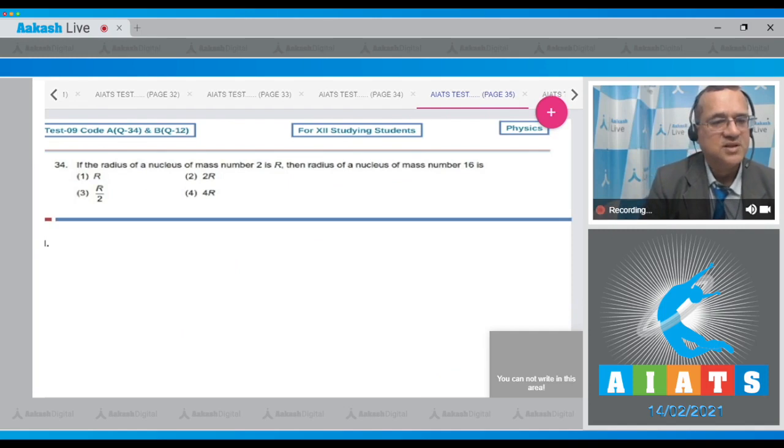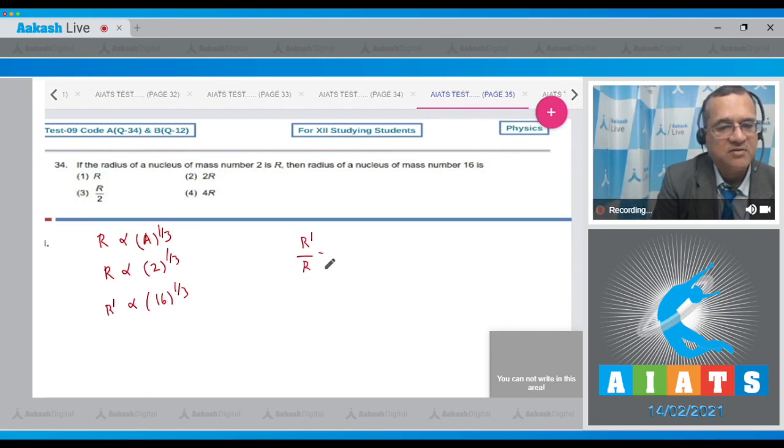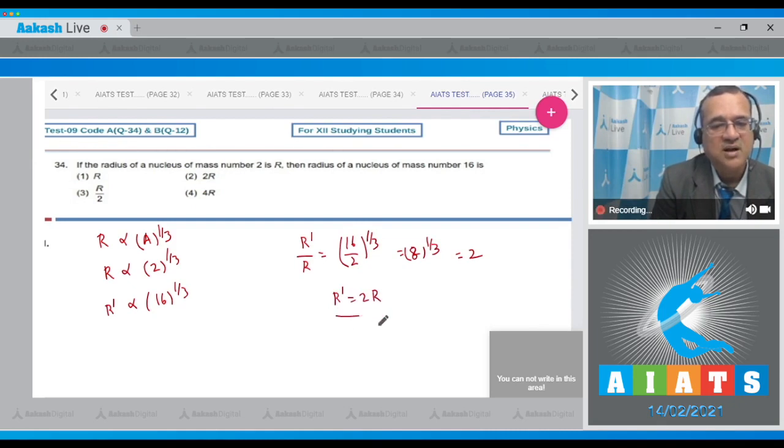Question number 34: If the radius of a nucleus of mass number 2 is r, then the radius of a nucleus of mass number 16. You know, the radius is proportional to the mass number power 1/3. So in this case, r is proportional to 2^(1/3), and in the second case, r' is proportional to 16^(1/3). So if I divide, r'/r = (16/2)^(1/3) = 8^(1/3) = 2. So r' = 2r, and therefore the correct option is the second option.